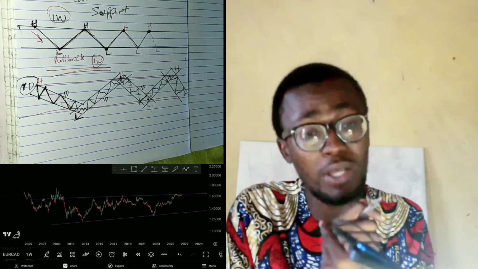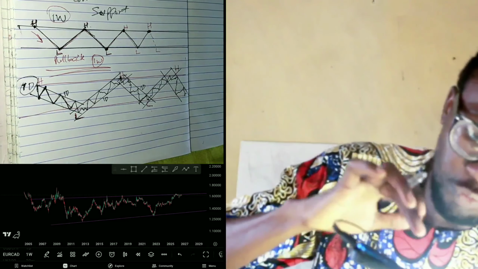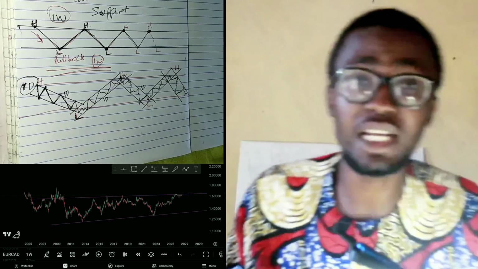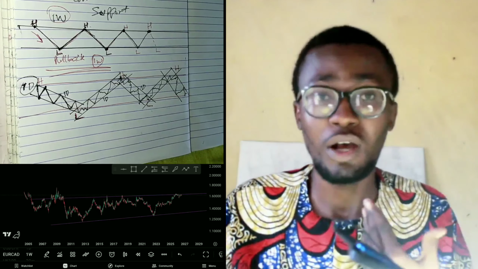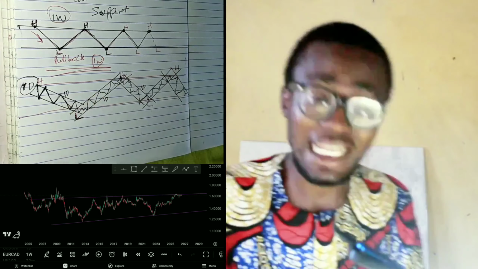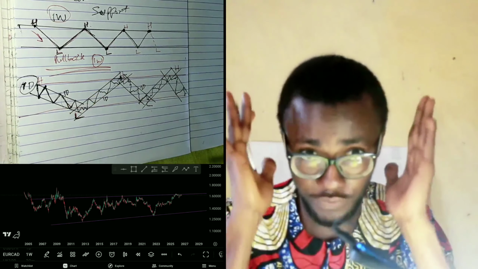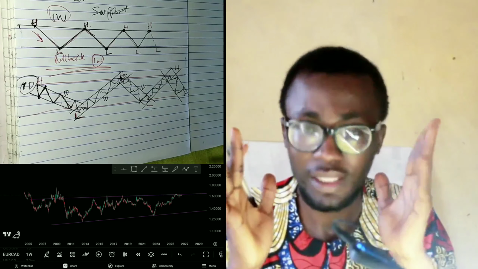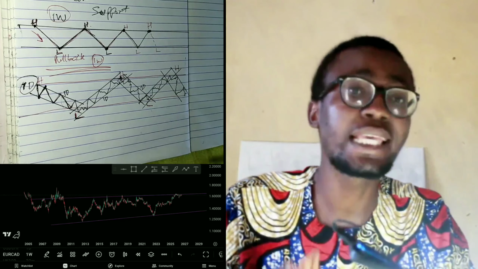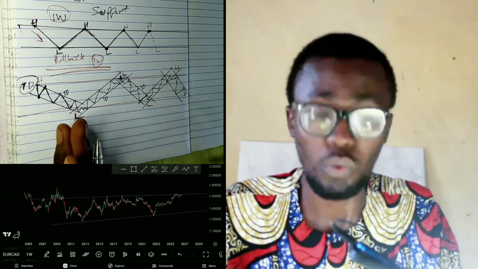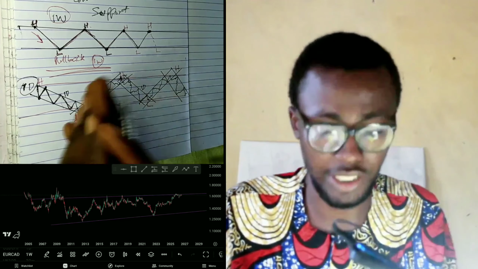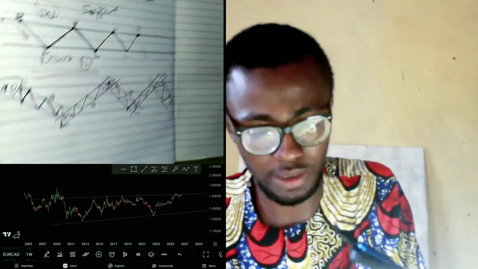So you need to understand what is happening from the higher time frame so that you are going to have a clearer picture. So look at it here. Higher time frame gives you the direction of the market. Higher time frame does what? Gives you the direction of the market, while lower time frame gives you the entry. So now let's do something.